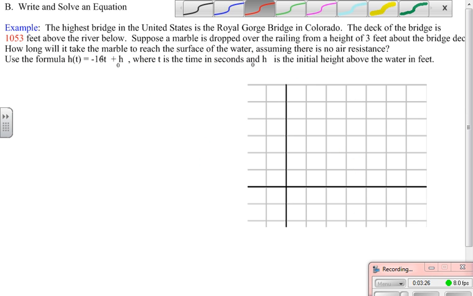The next example is going to ask us to use a graphing calculator, which is a great tool when you're graphing more difficult or bigger ranges and you need to quickly see where a solution is. Again, that's where it crosses the x-axis.